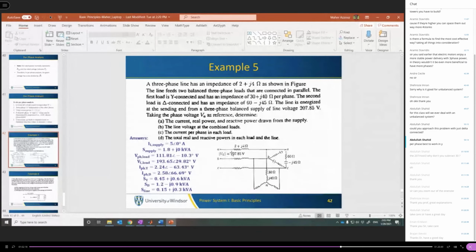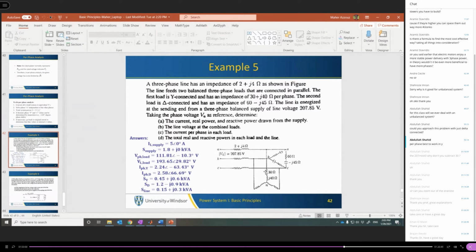The voltage here is the line voltage, VL. It is 207.85 volts. The line impedance is given. We got the impedance of the loads. So here we represent loads by their impedances, not by their power consumptions. I'm going to solve two examples. One, which is this one, example number 5, where we represent loads using their impedances. In the next example, I'm going to represent loads using their power consumptions, which is realistic in many situations in power system analysis.